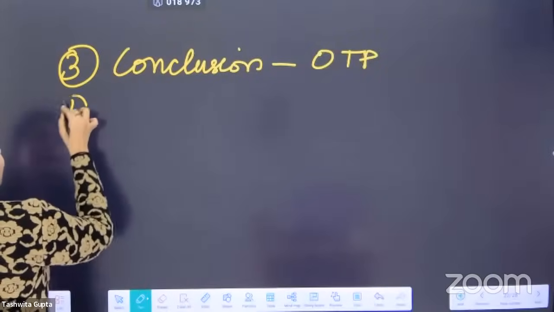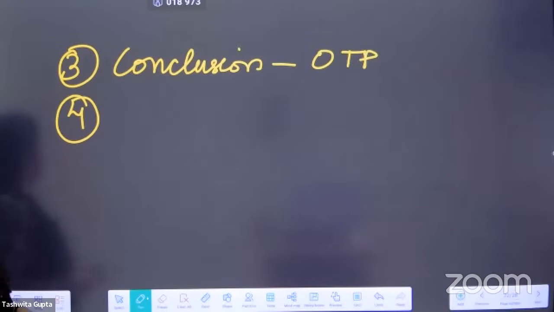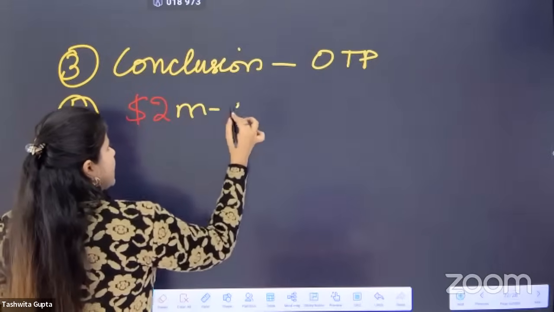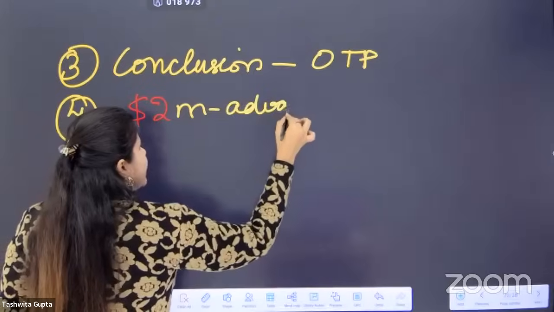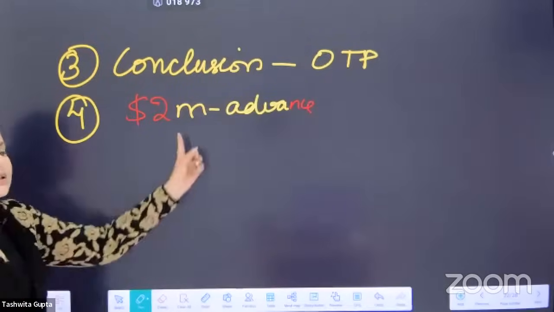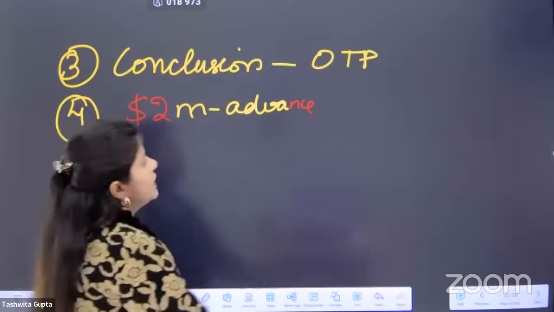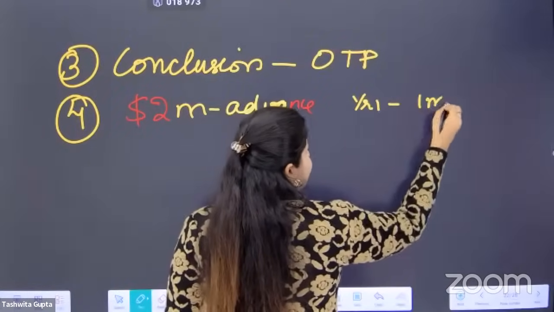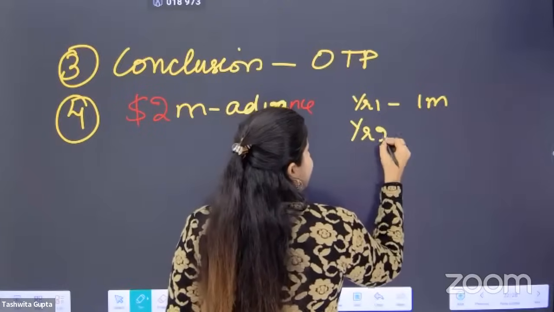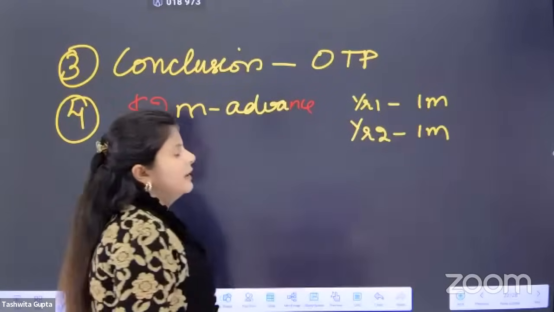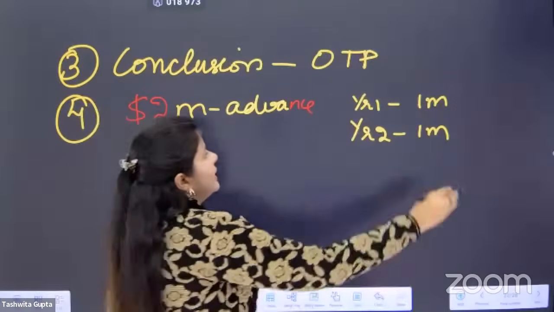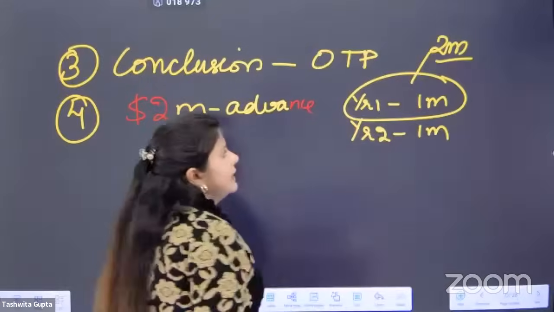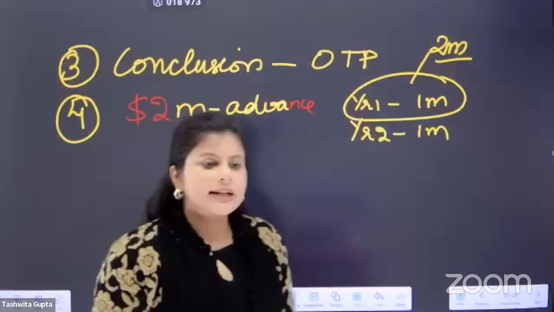Fourth point, what is the accounting treatment? They've said that you've received $2 million in advance, but you are supposed to recognize it over time. That means you were supposed to recognize it over 2 years. So in year 1, you would have recognized 1 million revenue. In year 2, you would have recognized 1 million revenue. But what have you done? In year 1 only, you've recognized the full 2 million. Is that correct?